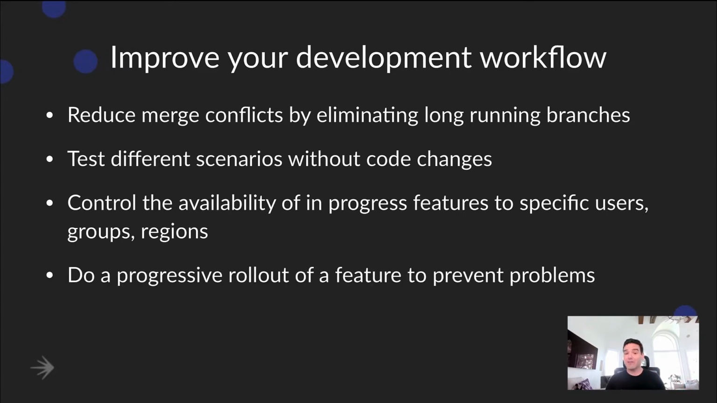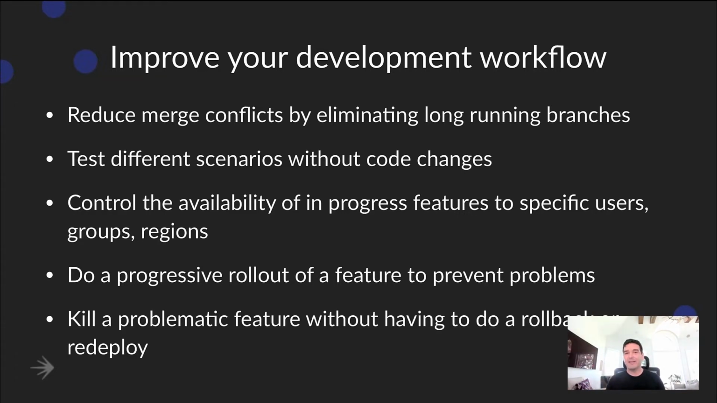I can do a progressive rollout of a feature to prevent any problems. So I can say only roll this feature out to 10%, 20%, and so on, until I'm sure that everything is stable. And that way, if there's any problem, I can just turn the flag off and roll it back, which is the big, big thing. I can kill a problematic feature without having to do a full rollback or redeploy. I can just flip that flag and the feature is turned off, problem solved.